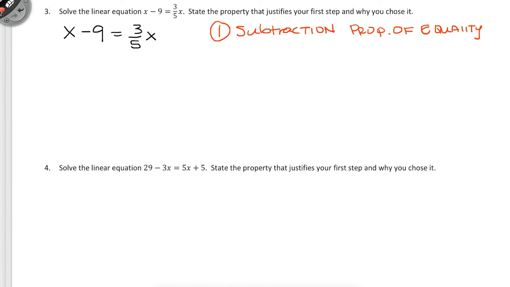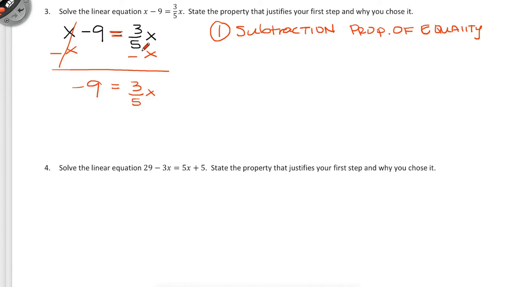I want to combine my x's, and since my x's are on opposite sides of the equal sign, that means I have to take the opposite. So what's the opposite of positive x? A negative x, and that's where that subtraction property comes in. So I'm going to subtract x from both sides. Those x's cancel, leaving me with a -9 on this side. And then I have 3/5 x.